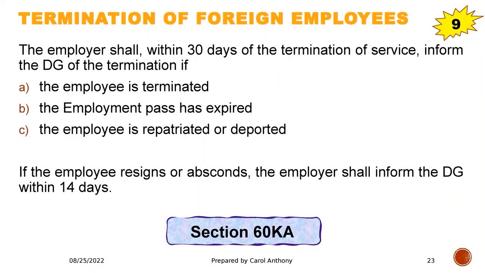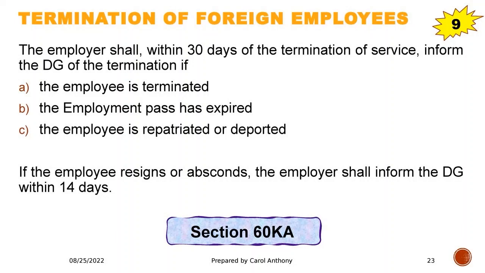Next, same section, 60KA, the next one is termination of foreign employees. Previously, this was not stated. So now they have stated some rules if we want to terminate a foreign employee. Again, we have to inform the DG 30 days before the termination of service, and termination must be due to these reasons. Okay, employees terminated maybe because of misconduct.